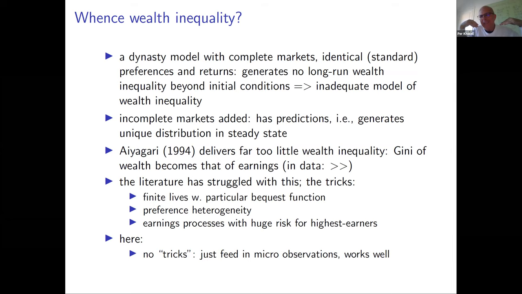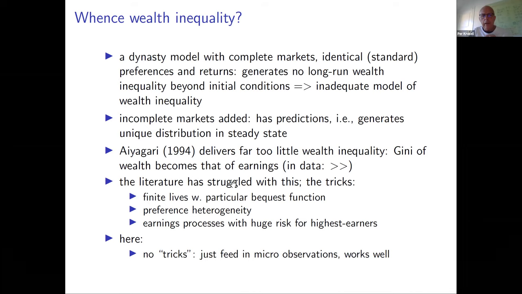It's an inadequate model, I would say, because we have some very robust stylized facts. I don't think the right interpretation of the data is that it's all because that's the way it started. Rather, something is happening that makes it look the way it looks. So what is the model of that? Well, incomplete markets. They have sharp predictions for long run outcomes, independent of initial conditions, so you typically get unique wealth distributions. Maybe people have found an exception to this, but it is very robust. The problem is too little wealth inequality. The Gini of wealth in particular looks like the Gini of earnings, and the Gini of earnings is much smaller in the data than the Gini of wealth. So this is the problem.